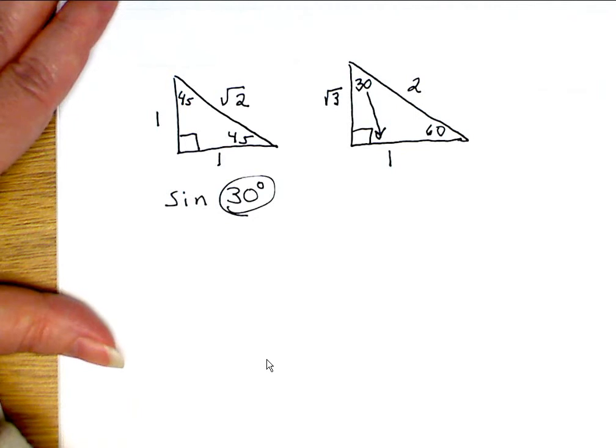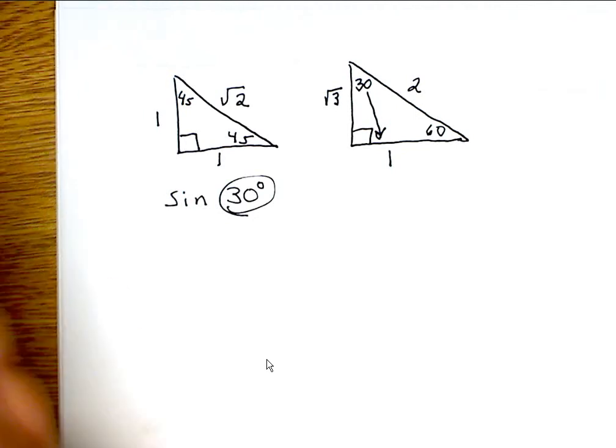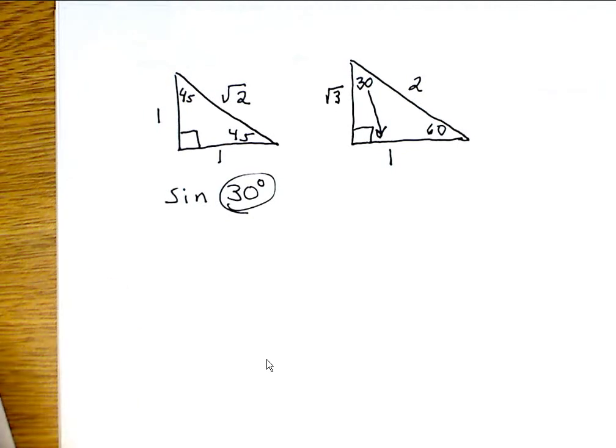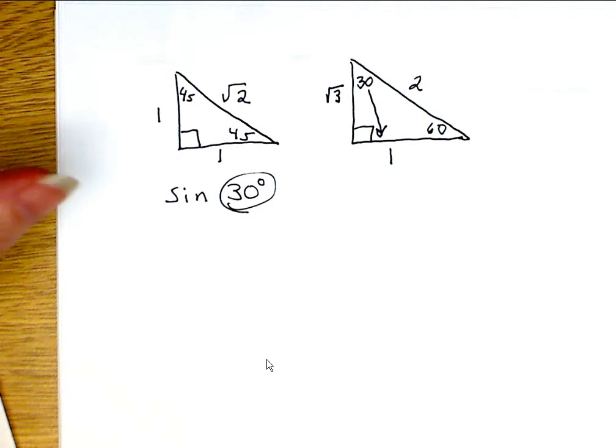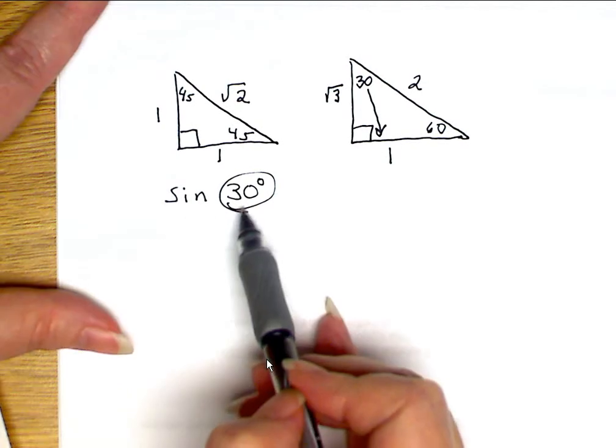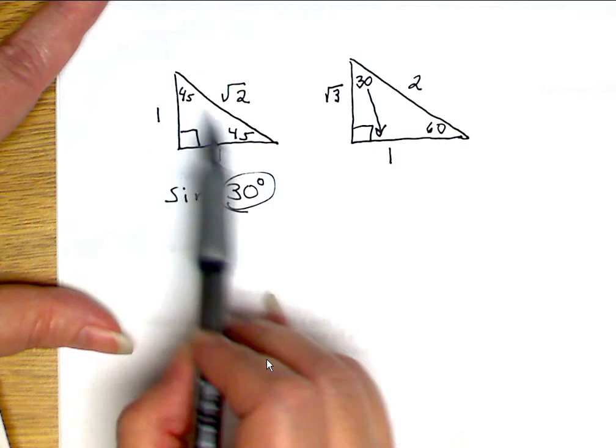Eyes and ears. Don't say first or second to anybody. Don't tell them the answers. I want them to figure it out. You have to find the 30 degrees. Is 30 here or is it over here?